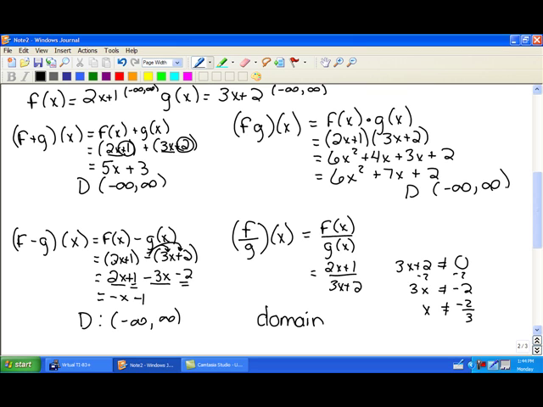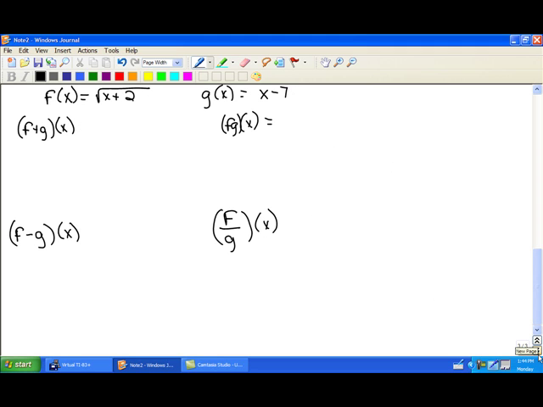But when we divide them, we're not going to be able to use the value of x equals negative 2/3. So we're looking at from negative infinity to negative 2/3, not including the negative 2/3, combined with starting at negative 2/3 and going to positive infinity. Let's look at one more example.